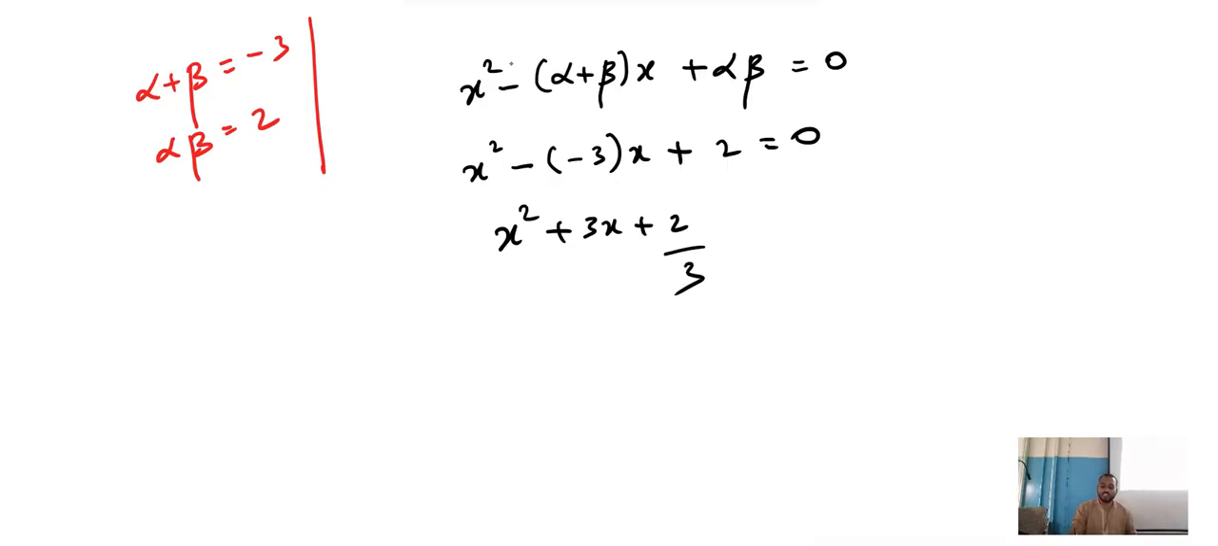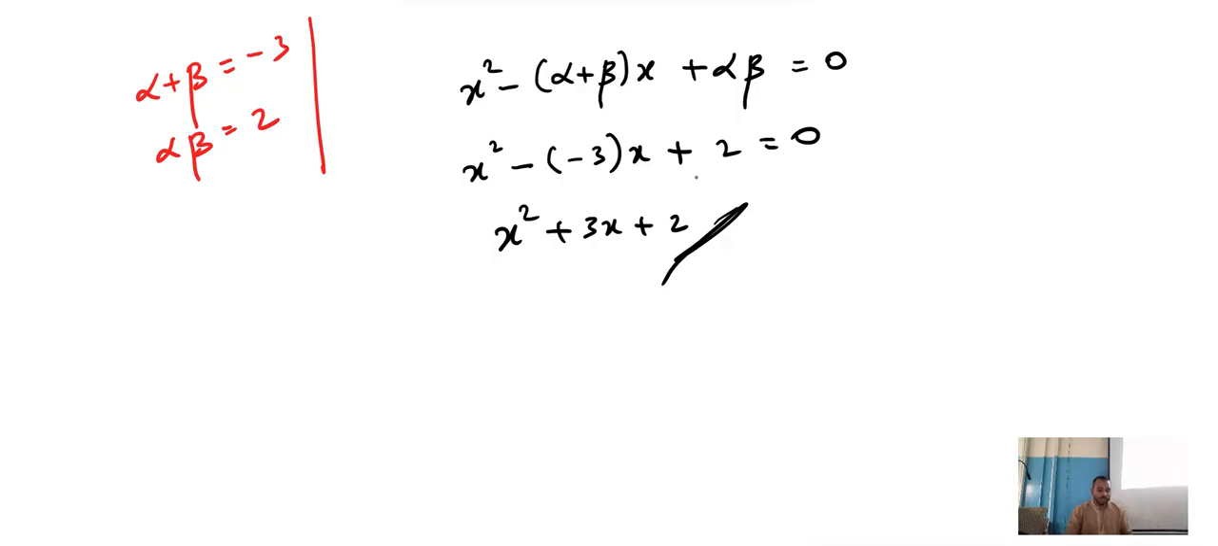Sometimes you get fractions like this. If you get a fraction, again we should take LCM, we have to simplify. That is the reason I said is equals to 0 you should take. But here no fraction is coming, no denominator is coming, so keep it as it is. Now what is the quadratic polynomial? X square plus 3x plus 2.